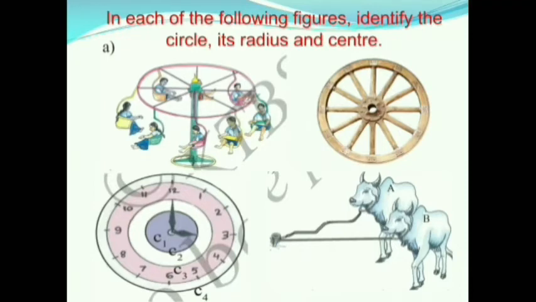Children, see these figures. In these figures, which are the circles? Its radius and its center. See here. This is the circle. This is its center. And these lines are the radii. In this figure, this is the circle. This is the center and these lines are the radii. Children, in this figure, these are the circles. This is the center. These lines are the radii. In the last figure, there are no circles.